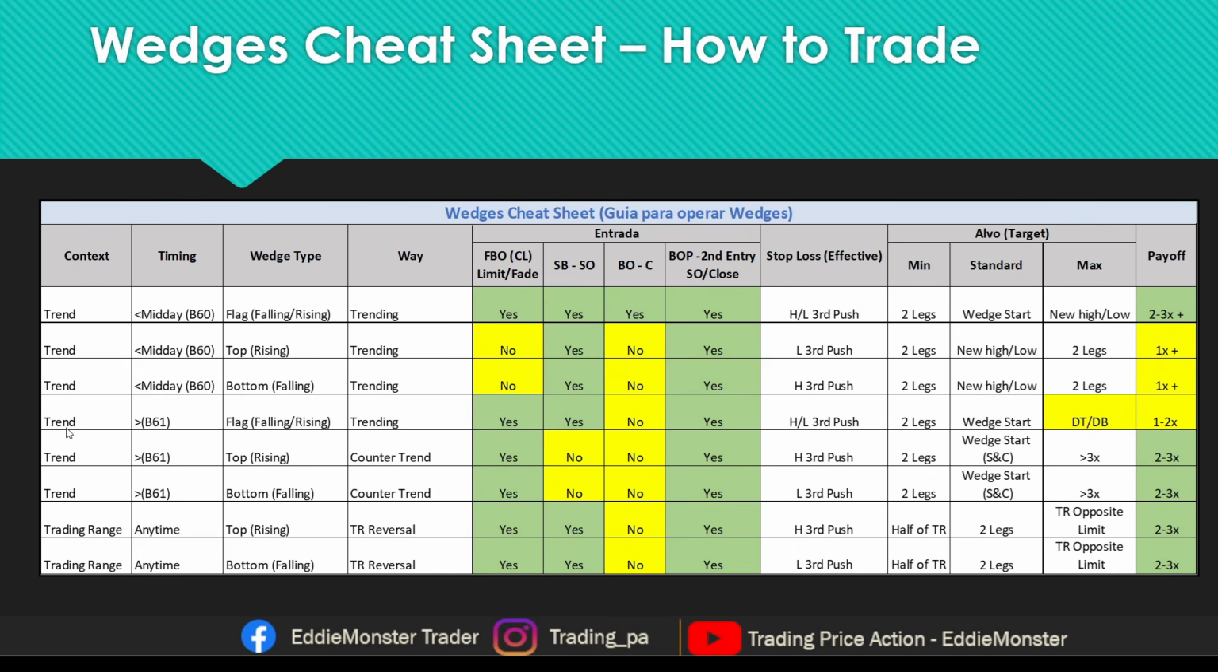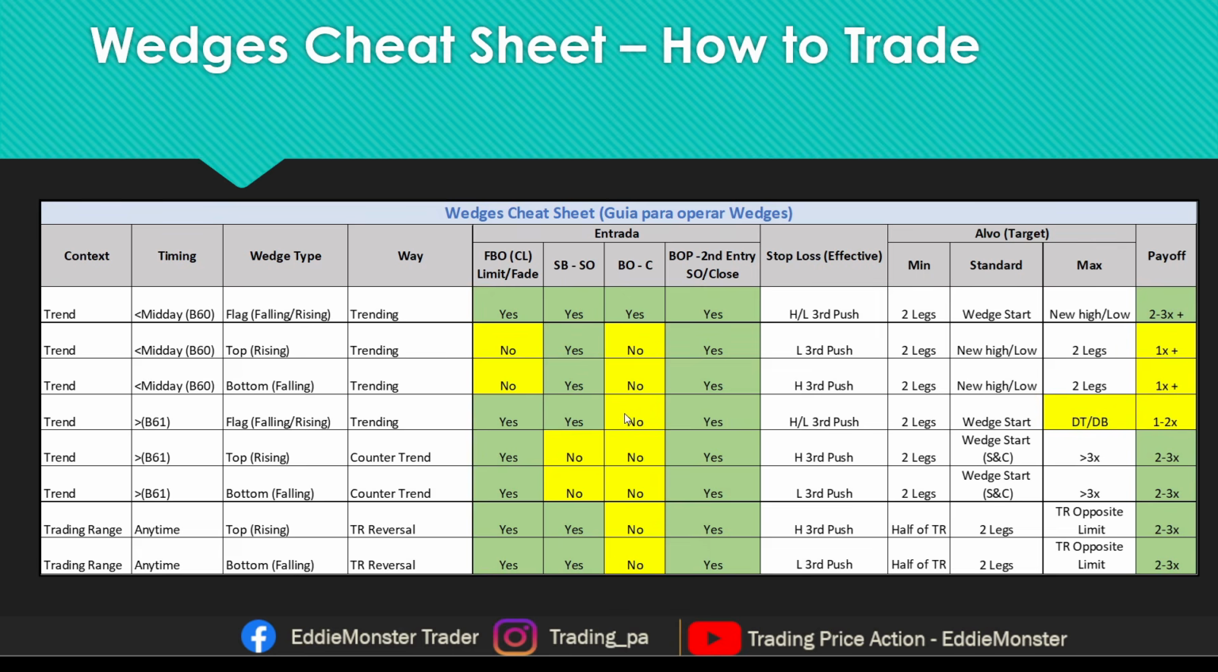While we have, after the midday bar 40, for example, flag falling, right, rising. We still have the edge of the trend, but this is a trend that has so many bars, so it is probably weakening, right? And then you can make the entry with the limit, but we don't recommend using the breakout. Why not?